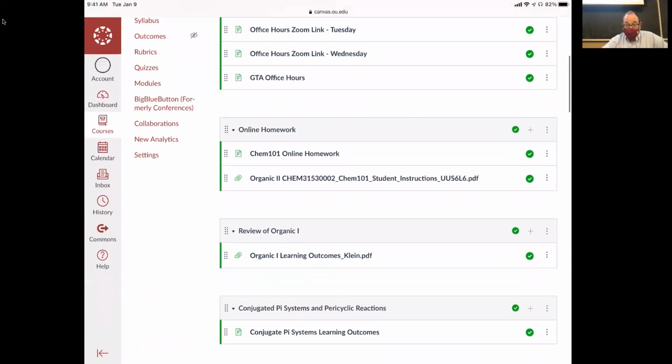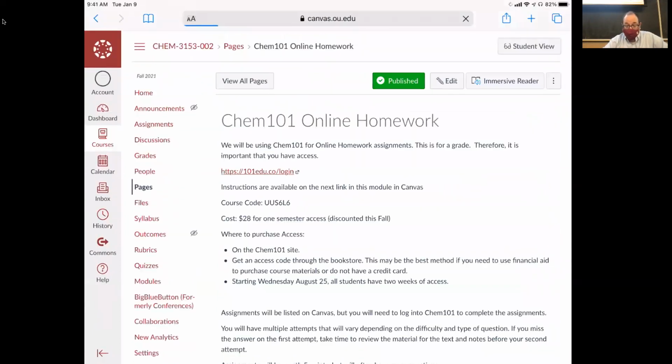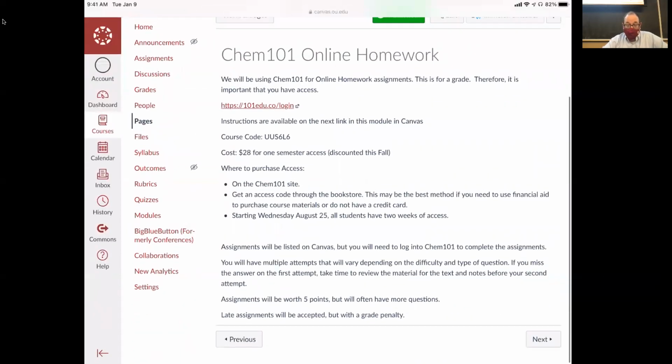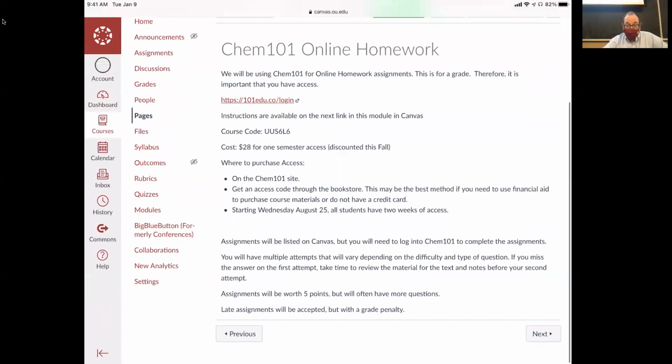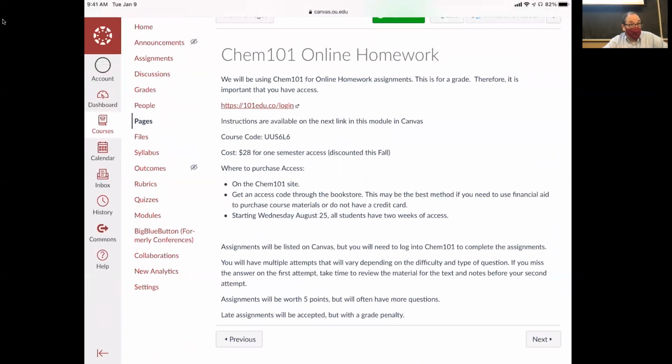Okay, online homework. Here's where you can see the online homework. I've given you the information, the course code, the cost. You can purchase this directly through the Chem 101 site. If you need to use the bookstore, you can also get it through the bookstore. So if you're on financial aid, if you're getting reimbursements through the VA, or through a tribe, and they pay for your course materials, you can get this through the bookstore.